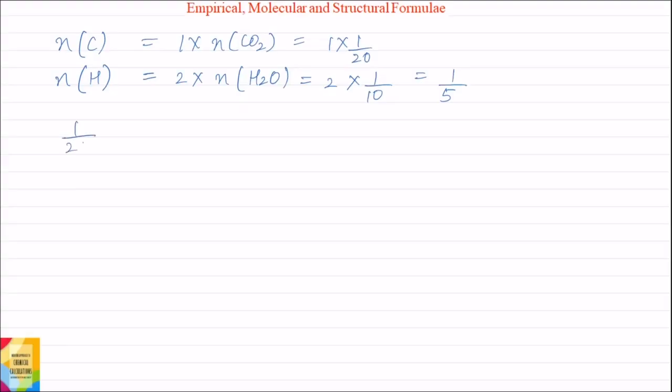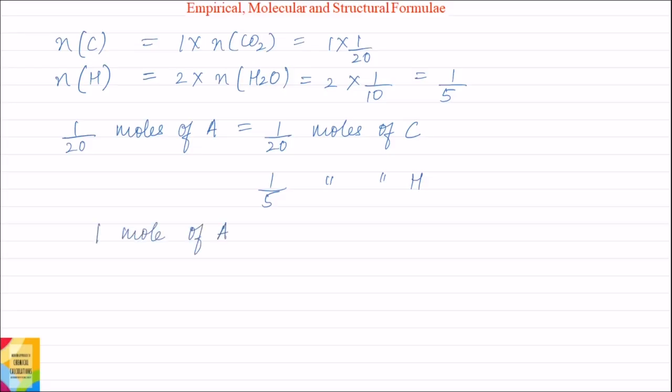So 1 by 20 moles of the hydrocarbon A contains 1 by 20 moles of carbon and 1 by 5 moles of hydrogen. So 1 mole of A will contain 1 mole of carbon and 4 moles of hydrogen. So what will its molecular formula be? Its molecular formula will be CH4. So the given hydrocarbon will have the molecular formula CH4.